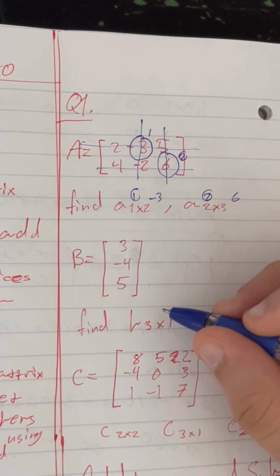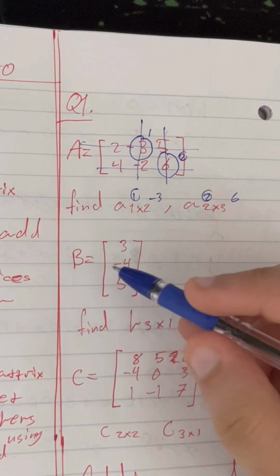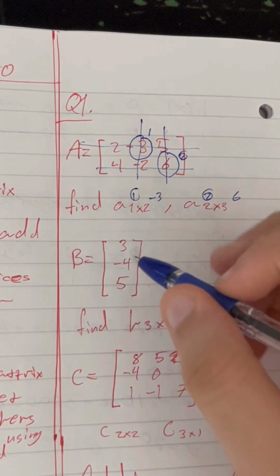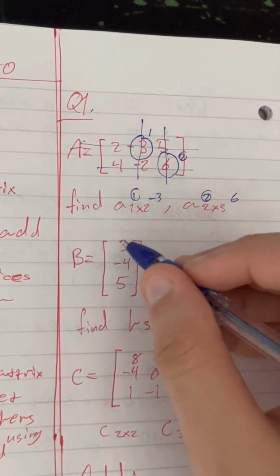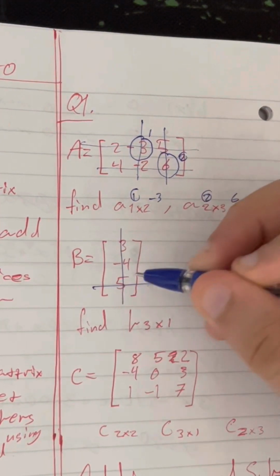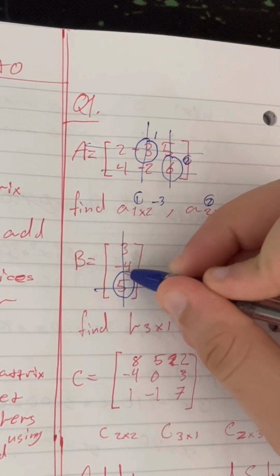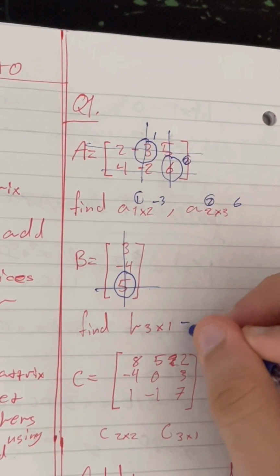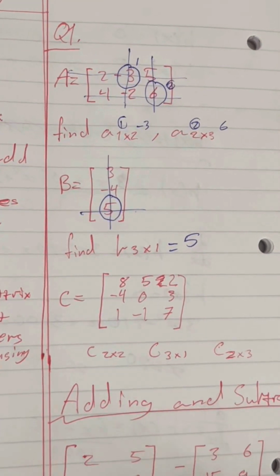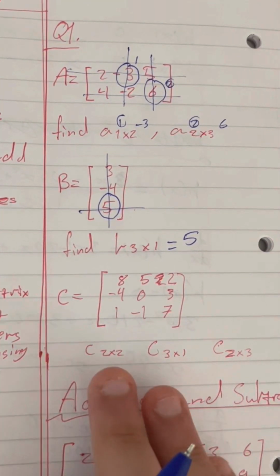It says here, with the matrix B, we want to find the third row and first column. This is row 1, 2, 3, so you just go through this row. This is the first column, and this here is the intersection, so you just circle this. Our answer here is 5. Now this is a little bit trickier. I want you to give all of these a try.